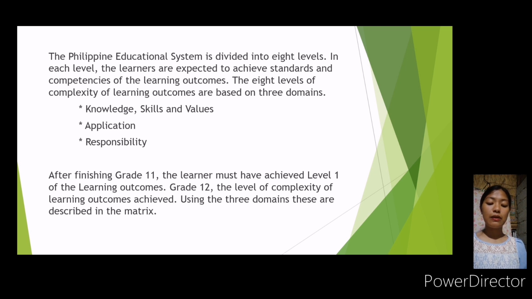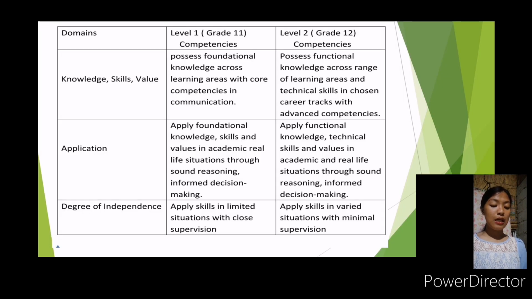Using the 3 domains, these are described in the matrix. The three domains: knowledge, skills, and values. Level 1, which is grade 11, competencies possess foundational knowledge across learning areas with core competencies in communication. And level 2, which is grade 12, competencies possess functional knowledge across a range of learning areas and technical skills in chosen career tracks with advanced competencies.